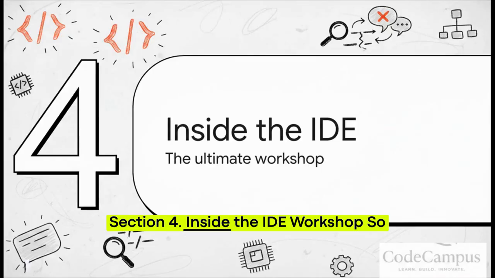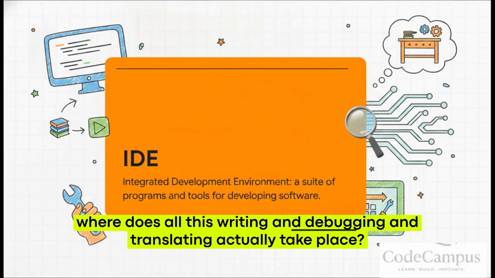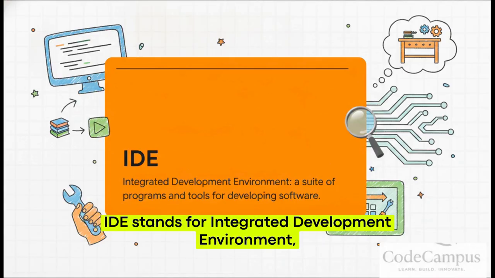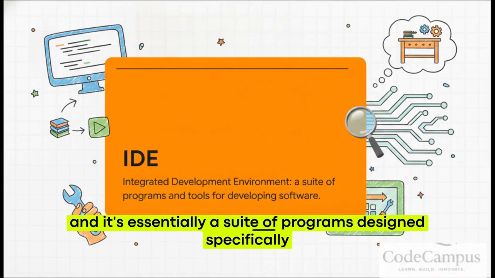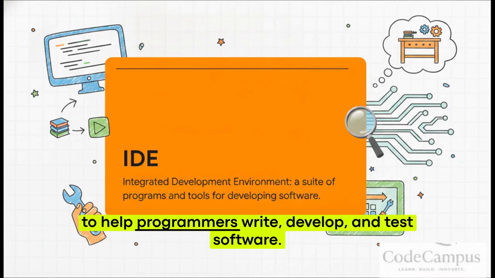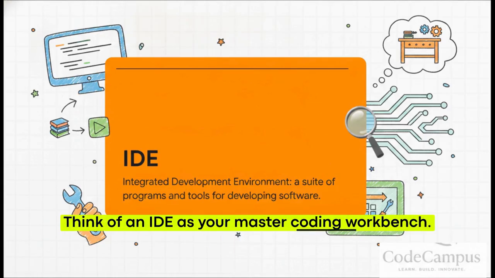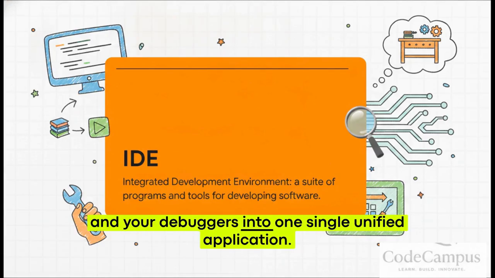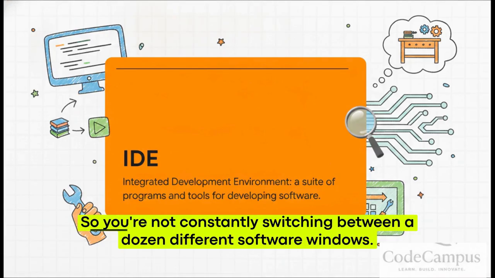Section 4. Inside the IDE workshop. So where does all this writing and debugging and translating actually take place? Let's step inside the ultimate developer's workshop, the IDE. IDE stands for Integrated Development Environment, and it's essentially a suite of programs designed specifically to help programmers write, develop, and test software. Think of an IDE as your master coding workbench. It consolidates a text editor, your translators, and your debuggers into one single unified application, so you're not constantly switching between a dozen different software windows.